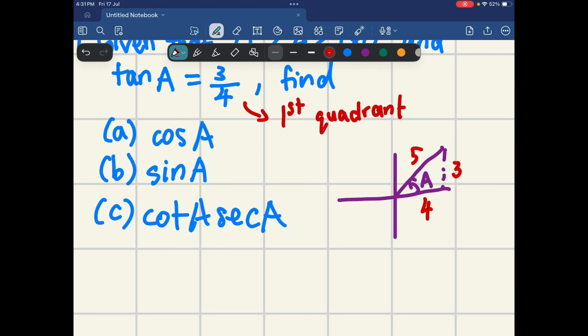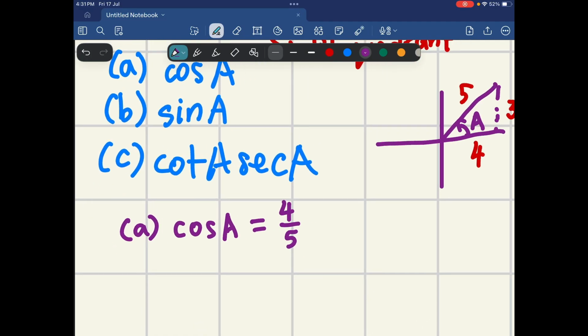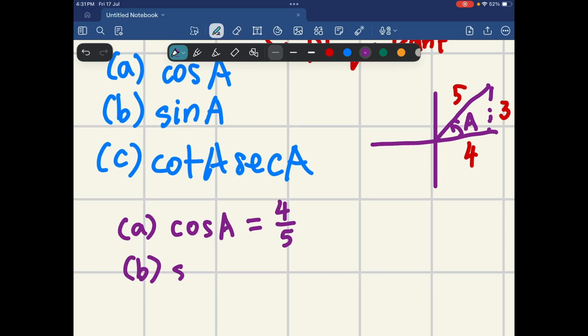So now to find cosine A, it is adjacent over hypotenuse, so it will be 4/5. Sine A is opposite over hypotenuse, so it will be 3/5.